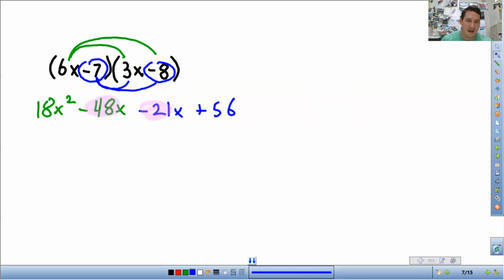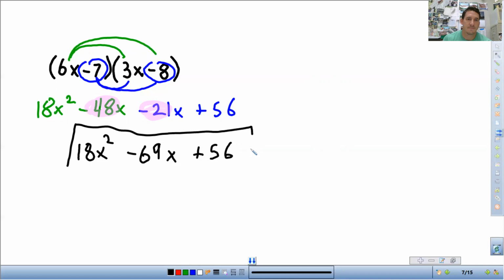So you combine that, you get 18x squared. Negative 48x minus 21x, that's negative 69x plus 56. So again, I think of it: distribute the first term, distribute the second term, and then combine like terms.